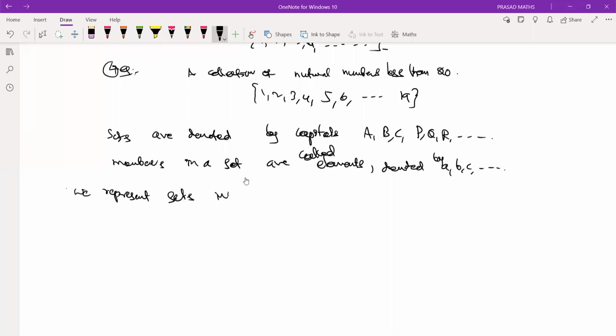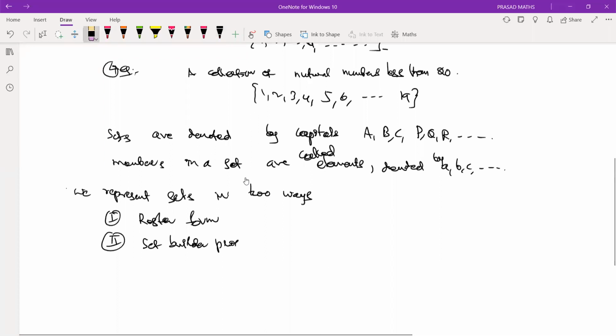in two ways. One is roster form, which is also called tabular form, or else set builder form.